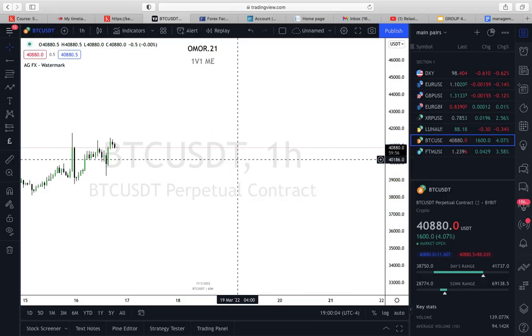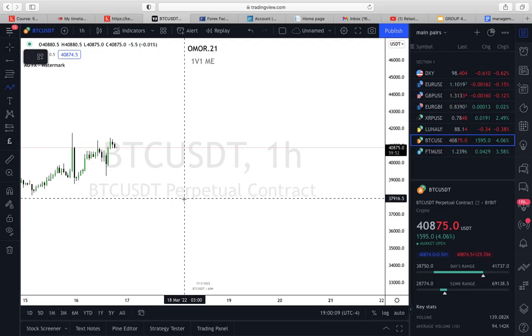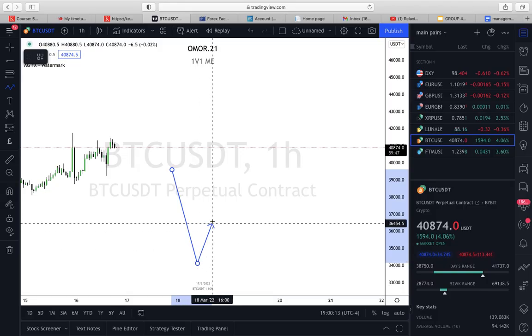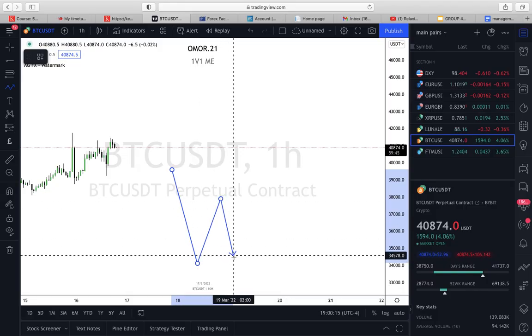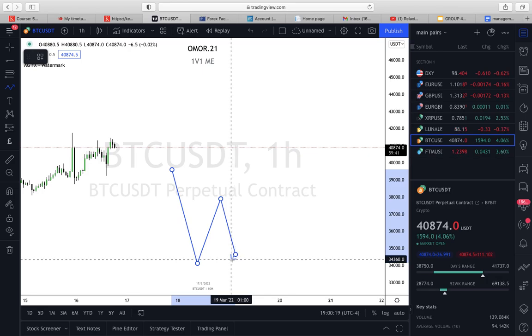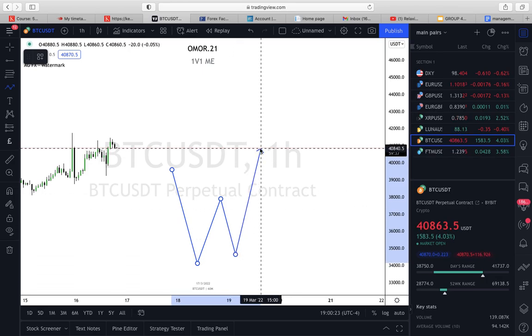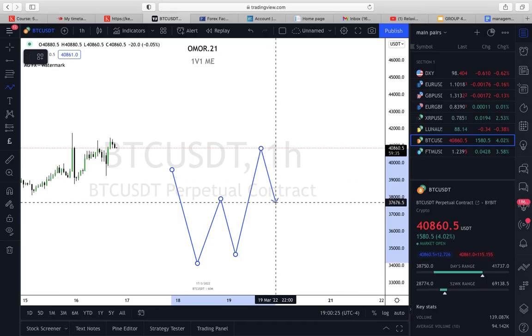Let me delete this one. For the bullish scenario, it's low, retrace higher. The other low doesn't exceed this low, so it's a failure swing low. You break higher, you free the trapped sellers.